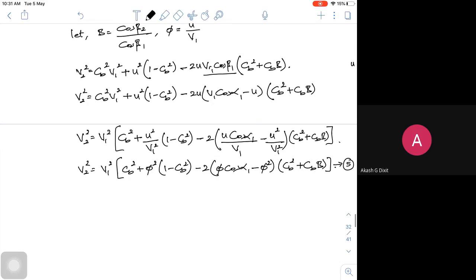So what are the factors we are considering? I am considering your blade friction, that is CB. So what will happen? How my relative velocity will drop, and I am considering the speed ratio.